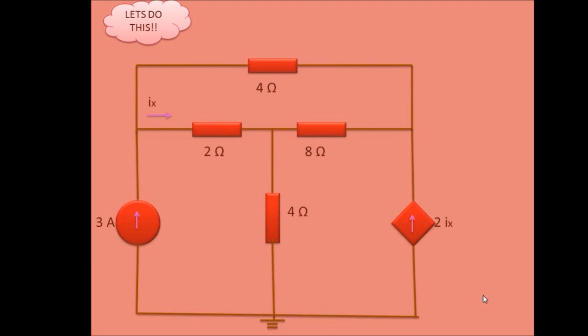Okay, we have a circuit here. We have a dependent and an independent source. There are four resistors, which are 4 ohms, 2 ohms, 8 ohms, and 4 ohms. And this is the Ix direction.